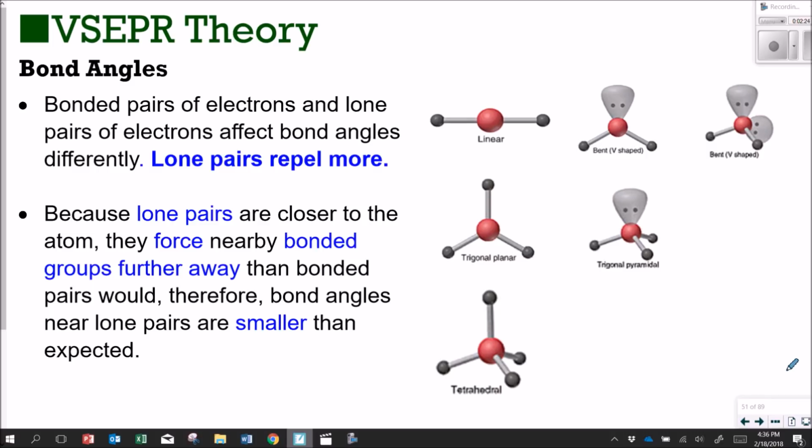So if we look at this linear molecule over here, we have a bond angle of 180 degrees. When we add a lone pair, it repels more, so it forces the two bonded pairs of electrons closer together, reducing this bond angle and making it smaller. Adding two lone pairs will repel even more, and that bond angle will become even smaller.